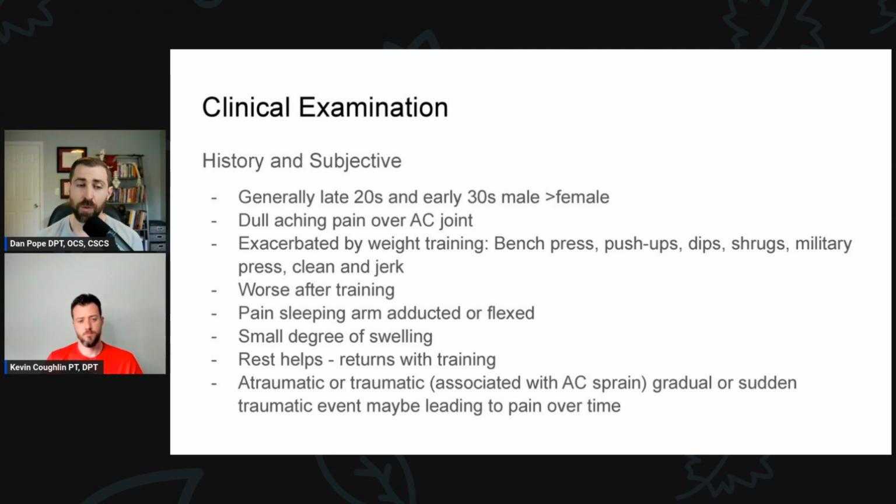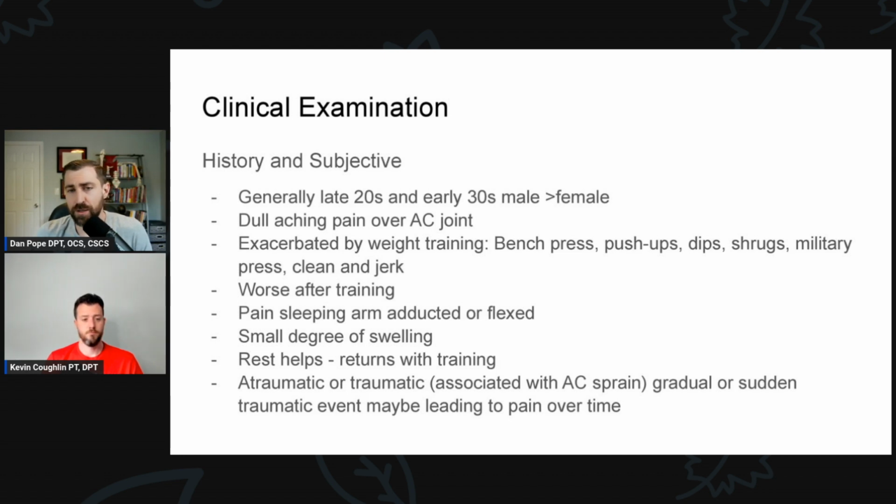It tends to hurt more when you have the arm adducted across the body or flexed overhead. Think about your typical test for AC joint pain: horizontal adduction, flexion tends to aggravate it. If you sleep in those positions, that makes sense. These folks may have a small degree of swelling on the AC joint, although it's not always common to have a lot of swelling. Rest typically helps, and then it typically comes back with training.